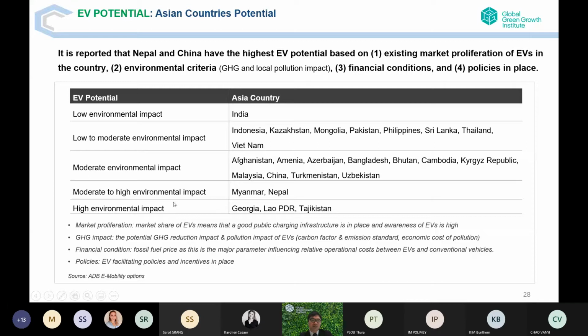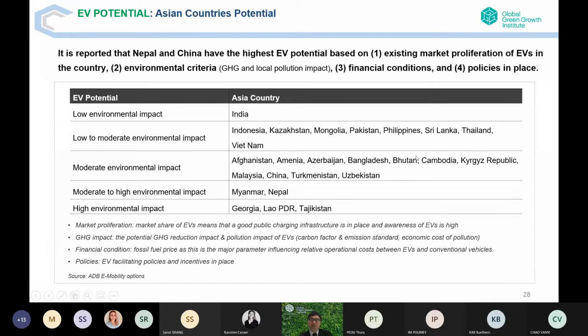For low environmental impact among Asian countries, India is very low. Low to moderate are Indonesia, Mongolia, Pakistan, Sri Lanka, and Thailand, because those countries don't have big renewable or clean energy sources. However, moderate environmental impact includes Afghanistan, Bhutan, Bangladesh, Cambodia, China, and Uzbekistan.